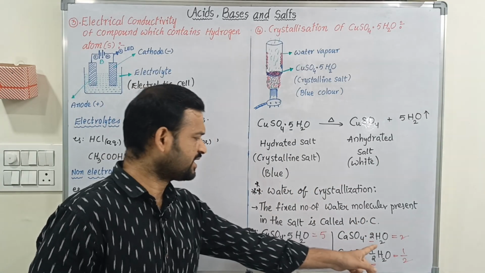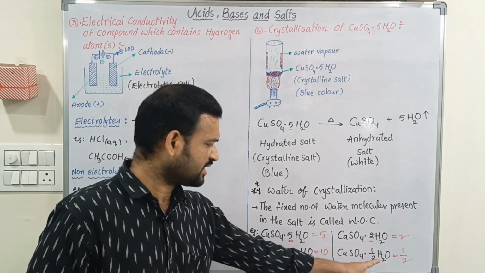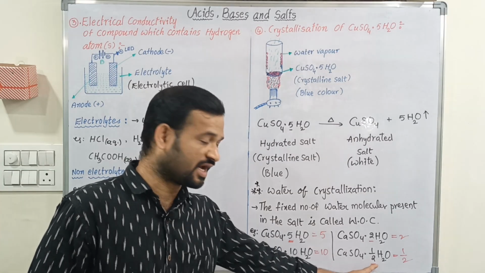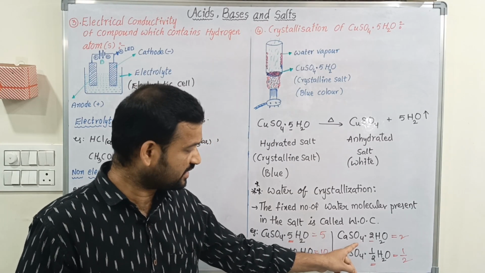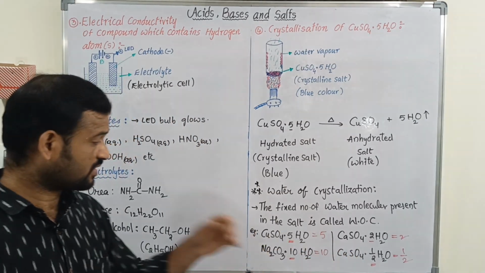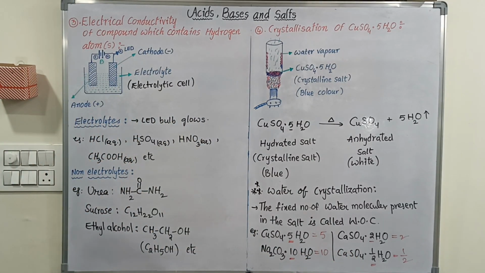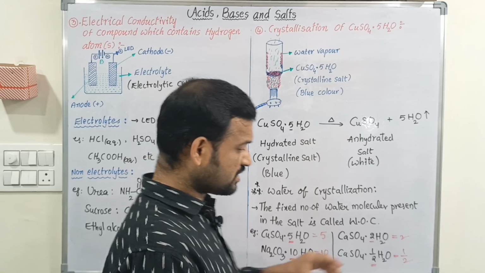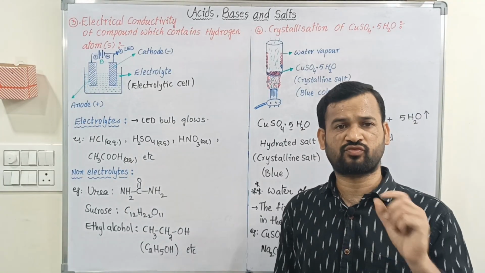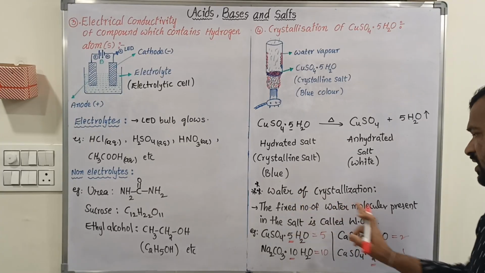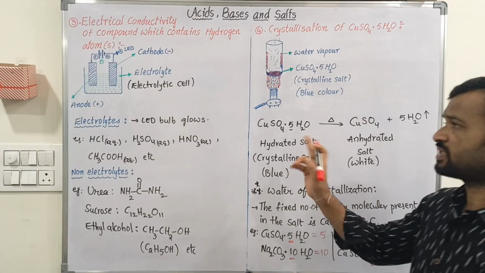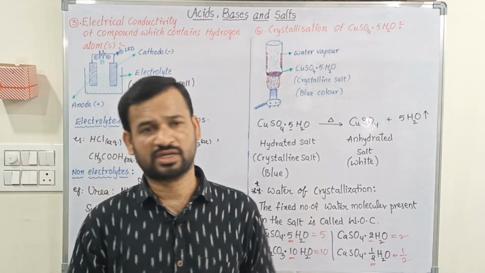This is dihydrated calcium sulfate. It is hemihydrated or semi-hydrated calcium sulfate. This is POP, plaster of Paris, and this is gypsum. These are hydrated salts. Hydrated salts have a fixed number of water molecules. This is called water of crystallization. These are very important topics.